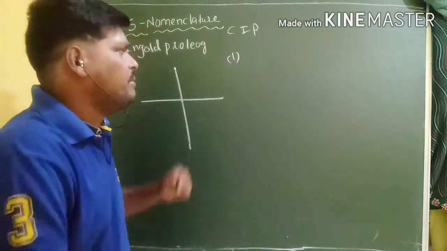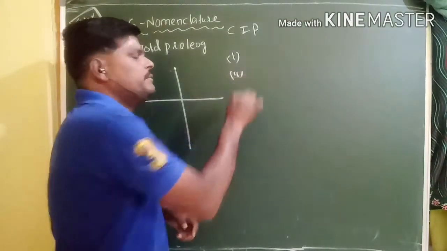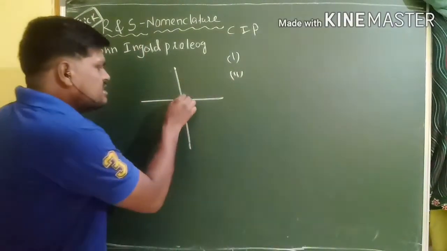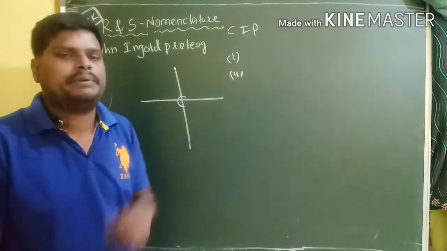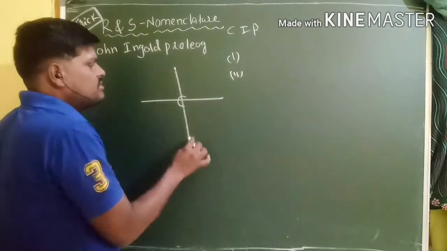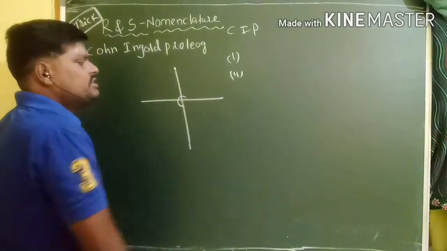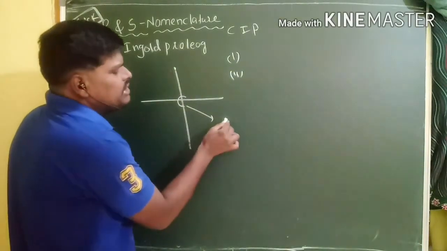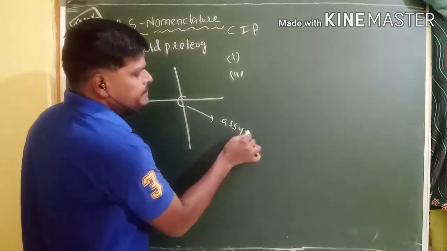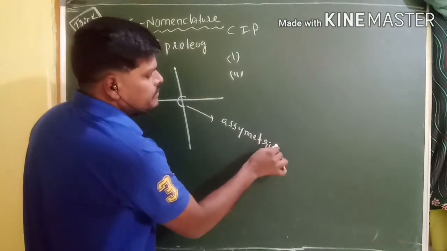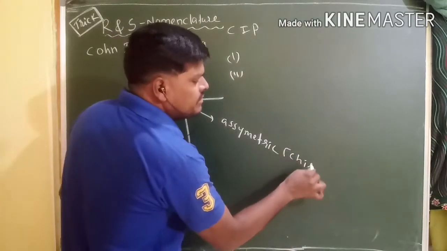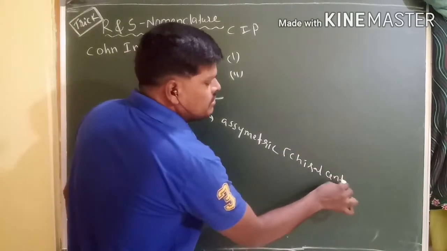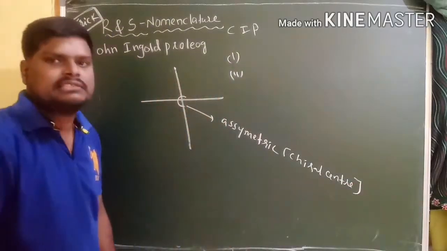Next, point number two. What is point number two here? This is the crossed line carbon, because this is the vertical line and this is the horizontal line. This cross line carbon is always an asymmetric carbon, so it is also known as a chiral center.